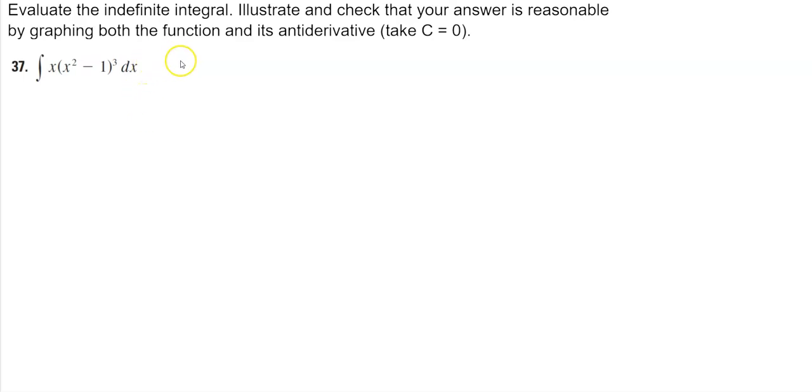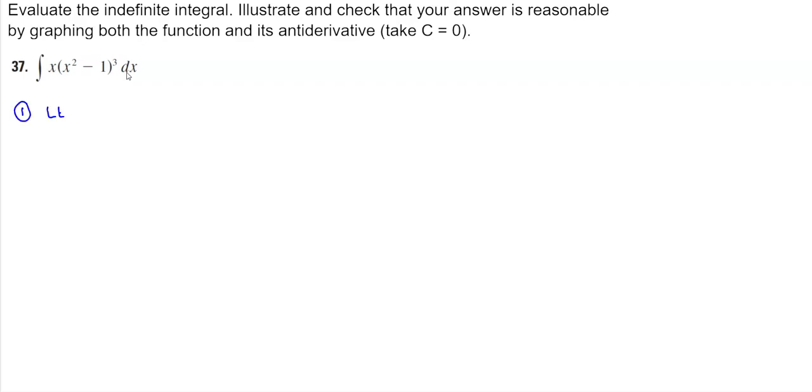Evaluate the indefinite integral. Illustrate and then check that your answer is reasonable by graphing both the function and its antiderivative. So here's the integral. The integral we have is x times the quantity x squared minus 1 to the third power times dx. So the first thing we're going to do is do our u substitution.